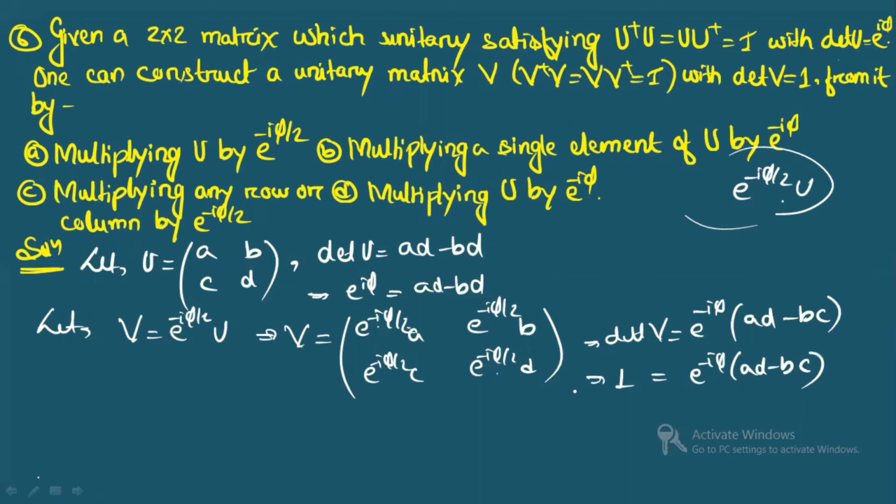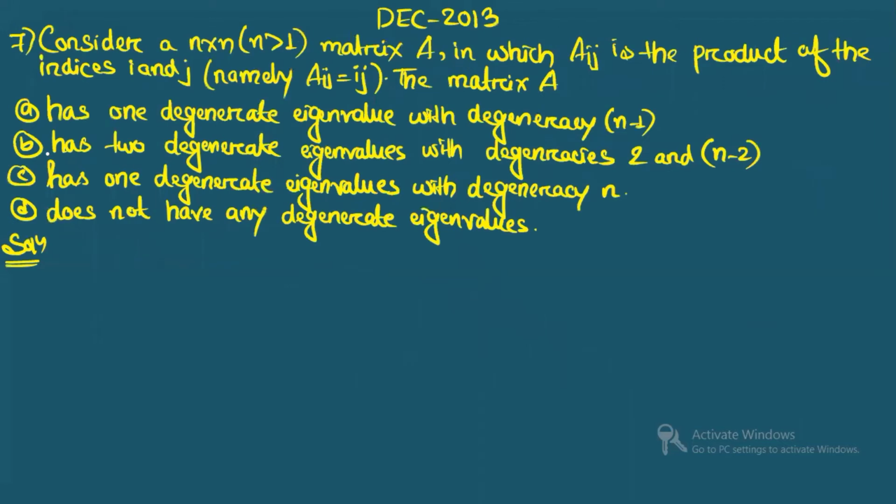Now you will have to remember one thing. In this case, you will get the matrix V such that the determinant is equal to 1. How? By multiplying e to the power minus iφ by 2 with U. So the correct option is option A. Okay. So now let's see the next question.